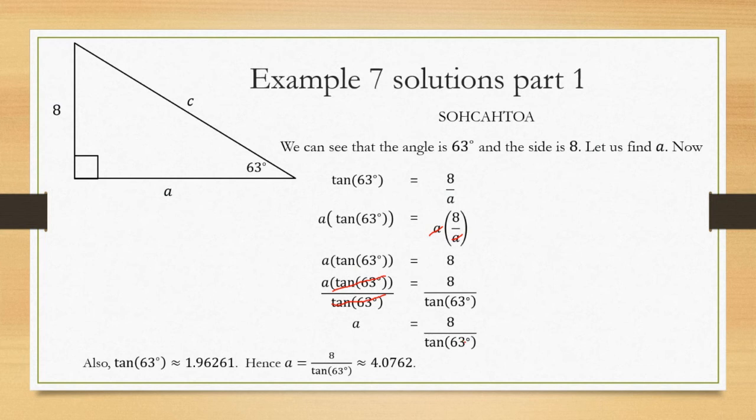So then, what do we have? Tangent of 63 degrees, if you do it in your calculator, you actually get this number. So it's approximately this. I just rounded it to 5 decimal places. And so A, which is 8 divided by tangent of 63 degrees, is approximately this. Okay. Any questions on that?